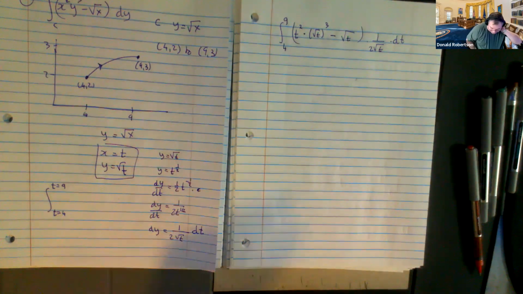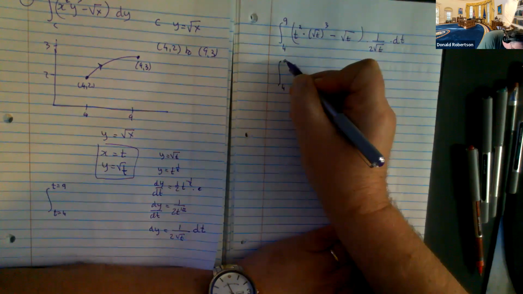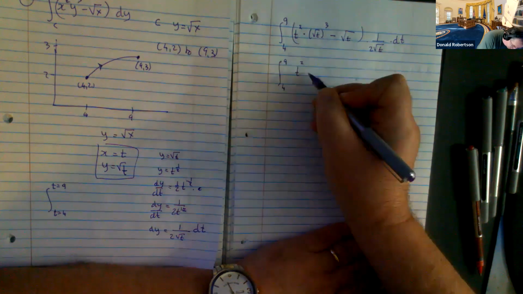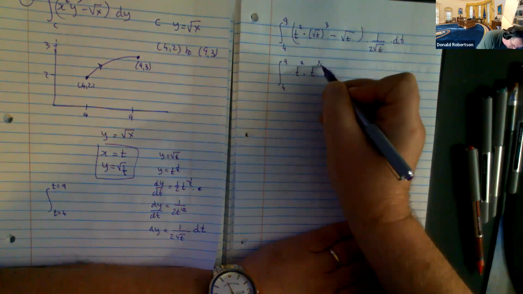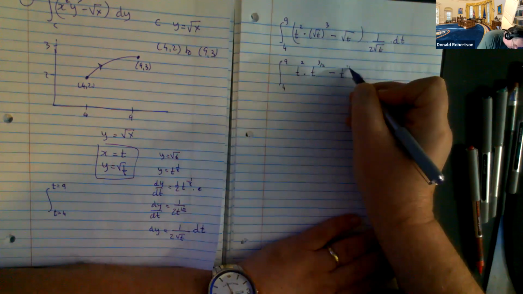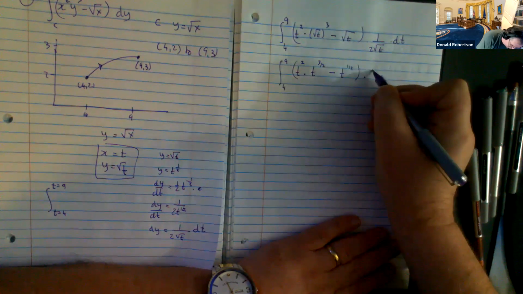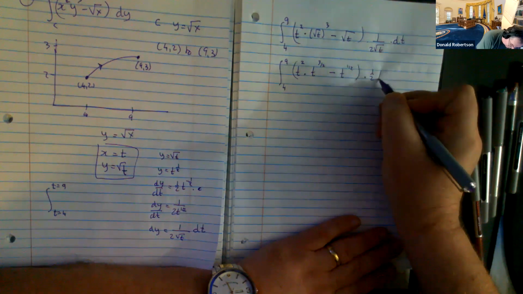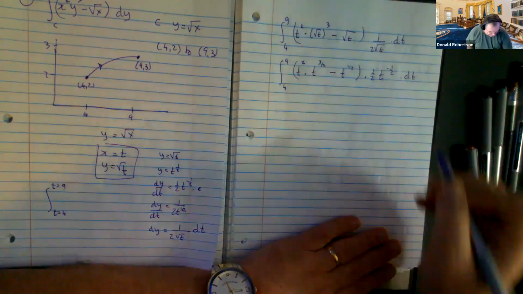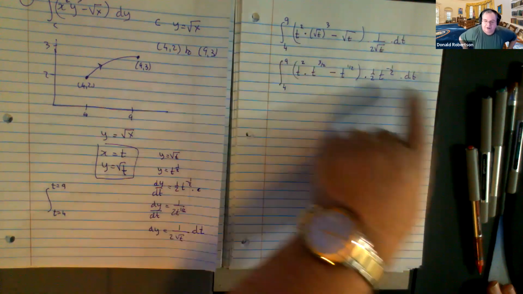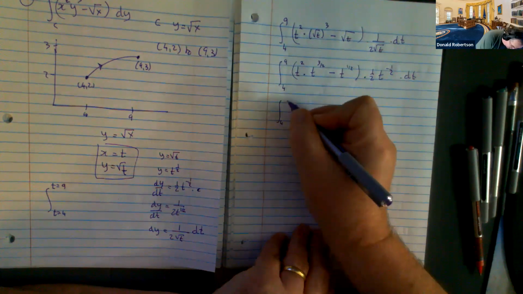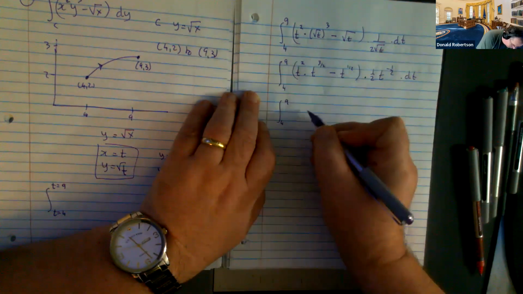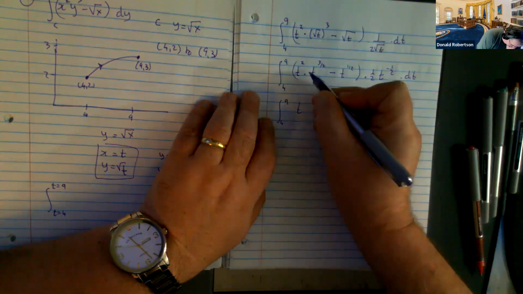So I've replaced all the pieces. It should be the integral from 4 to 9. That guy is t squared. That guy is t to the 3/2. That guy is t to the half. This guy is going to be 1/2 t to the negative half dt. And the reason I'm doing that is I just want to combine these into fractional powers to make integration a little bit nicer. When you add these two together, you get 7/2.